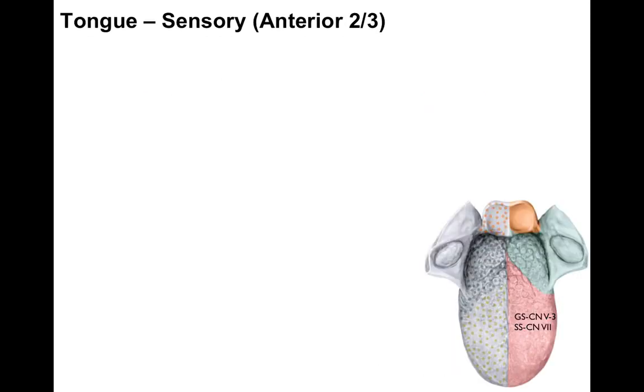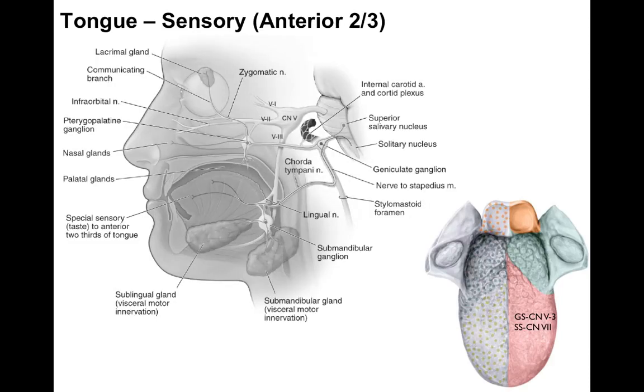Then let's talk about the tongue. So sensory innervation. The anterior two-thirds of the tongue gets different general sensory and special sensory. General sensory is cranial nerve V3 via the lingual nerve, and special sensory is cranial nerve 7 via the chorda tympani nerve. And so here we've got this schematic.